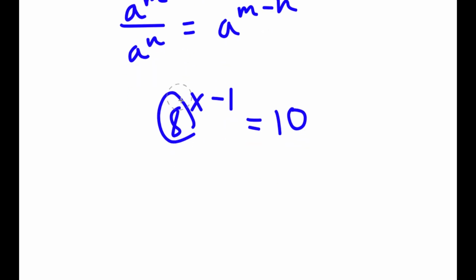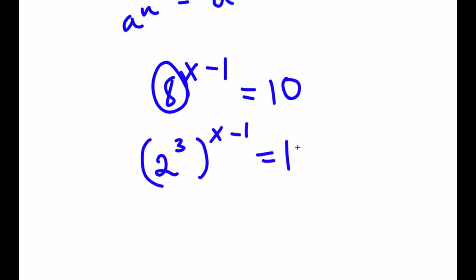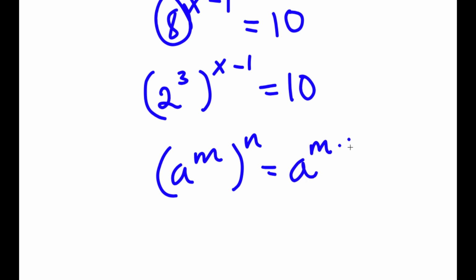Now 8 here is the same thing as 2 to the power of 3. So now I have 2 to the power of 3 to the power of x minus 1 is equal to 10. And if I have something in the form a to the power of m to the power of n, this is equal to a to the power of m times n.